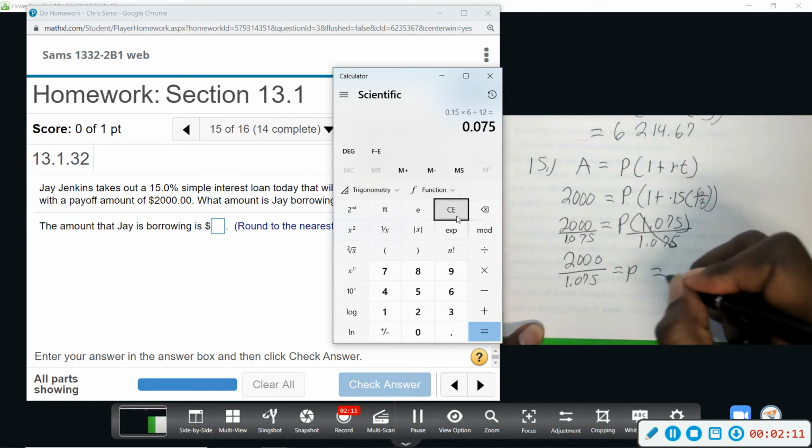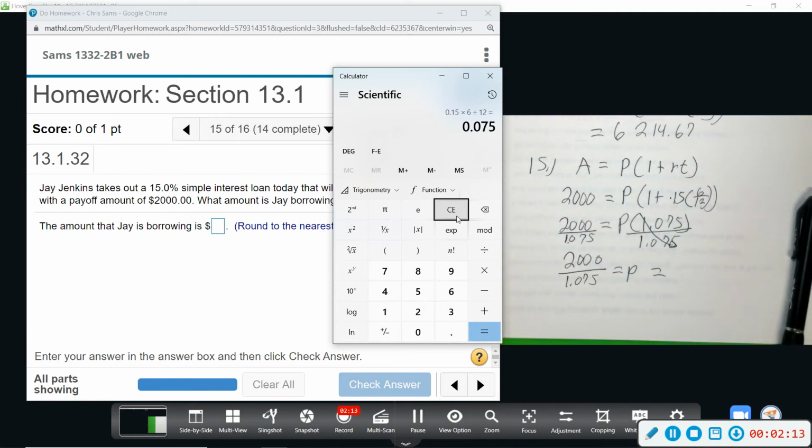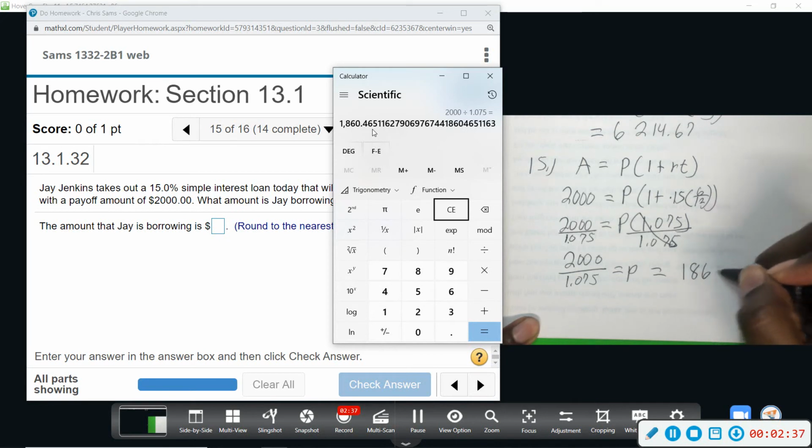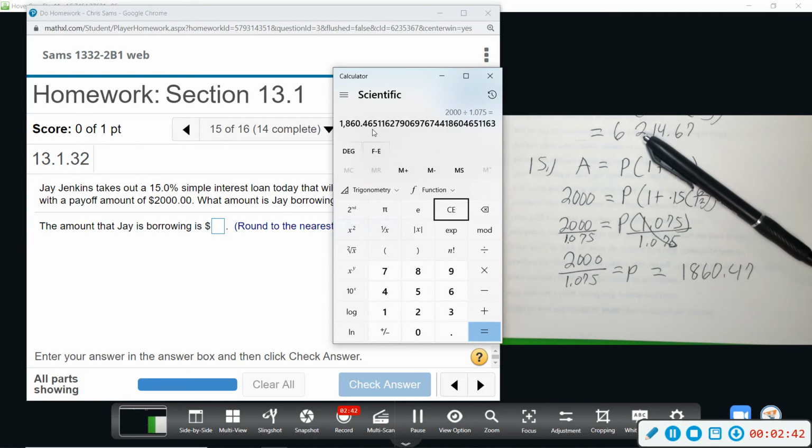All right, and so P equals, we're going to type this into the calculator. Just a little backwards application of what we've been applying. 2,000 divided by 1.075. So that gives us roughly $1,860.47.